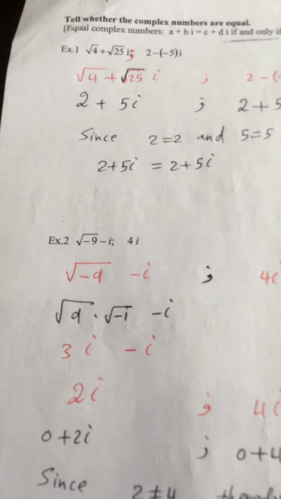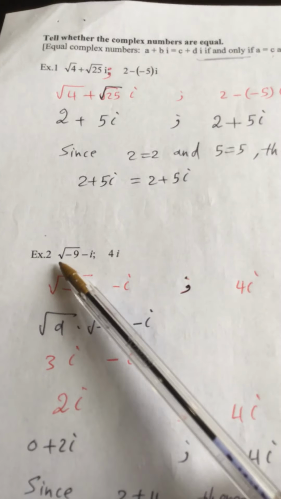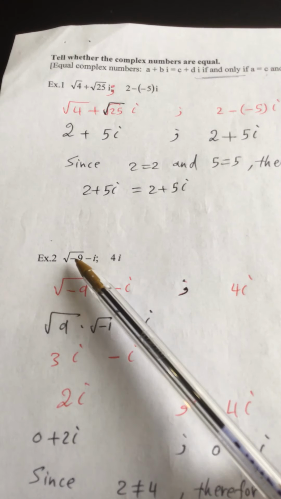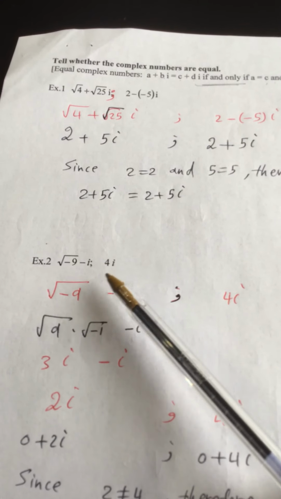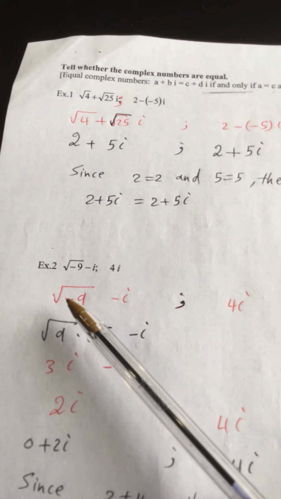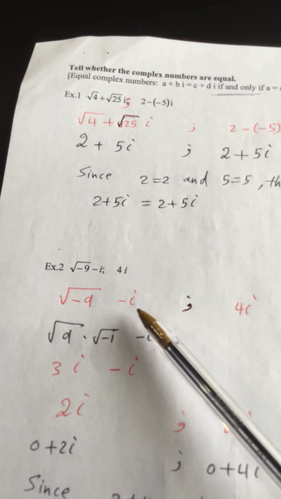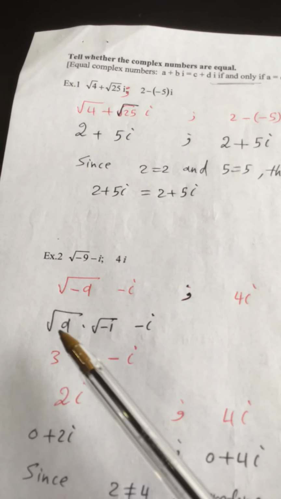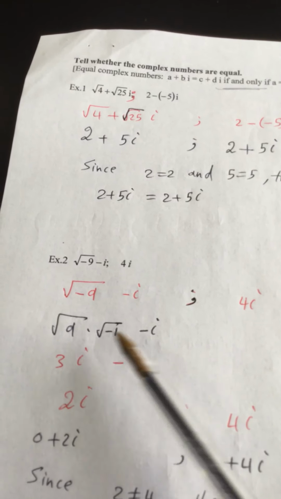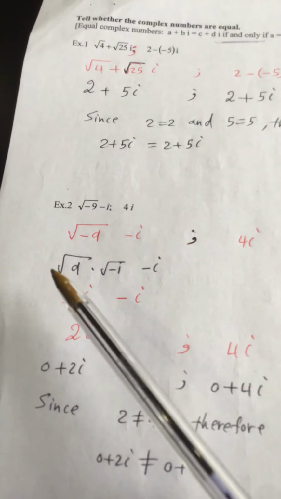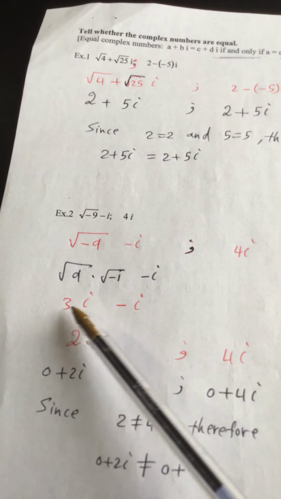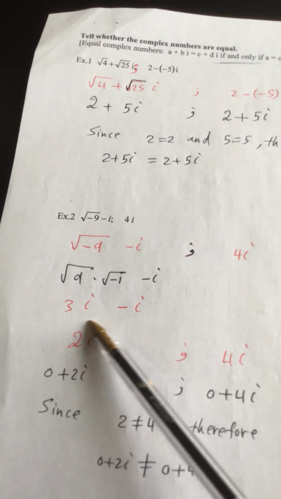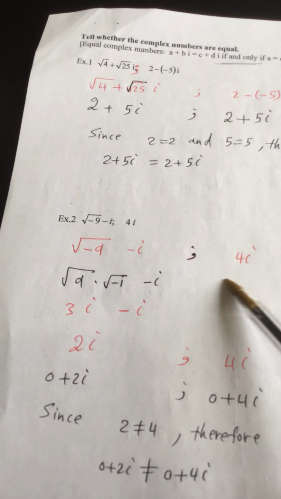While these two complex numbers are not equal. Example 2. So the first complex number is square root of negative 9 minus i. The second one is 4i. Let us simplify the first one. Square root of negative 9 minus i. So square root of negative 9 equal 9 times negative 1 minus i. Square root of 9 is 3. Square root of negative 1 is i. So 3i minus i equal 2i. While the second one is 4i.